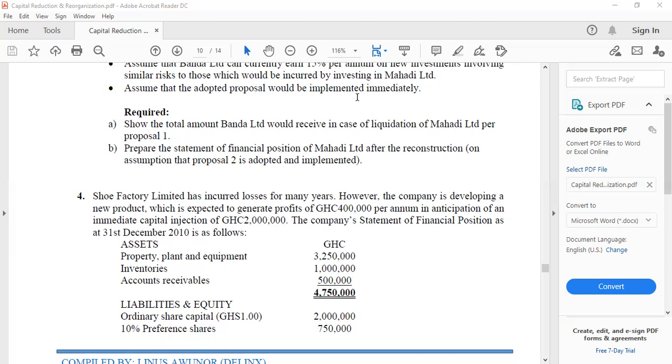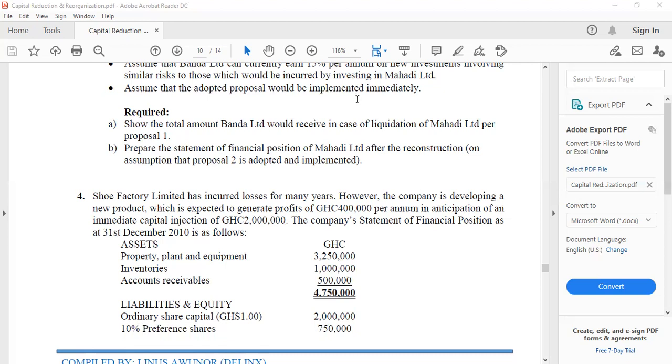You just distribute it among them based on the total amount that you are owing them. You do it in that proportion. That is basically about the liquidation.